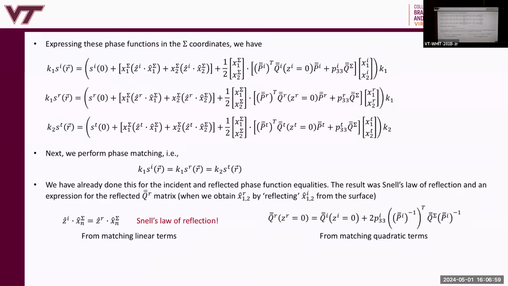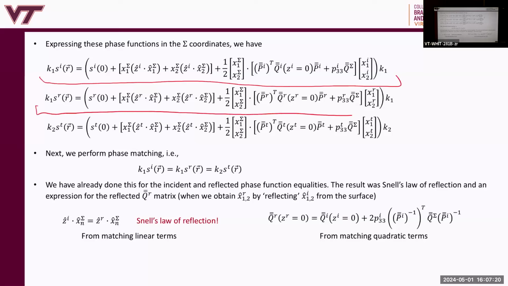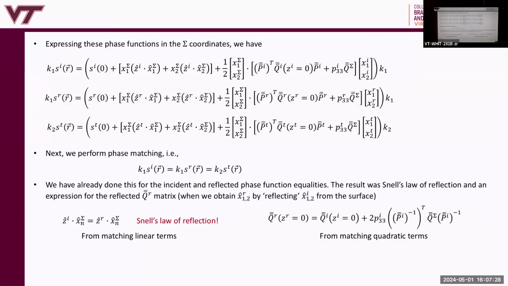Okay, now we can express these phase functions in the sigma coordinates. The sigma coordinates are the surface coordinates in the exact same way we did last time for the reflection from a PEC surface. So this formula is exactly the same as we had before when we did reflection from PEC surfaces. This formula is also exactly the same as before, except now we have the addition of K1, because we have to distinguish between the two media.